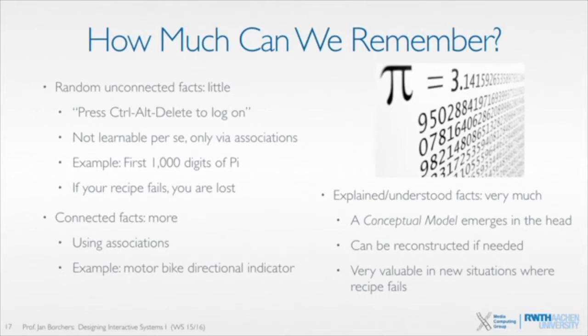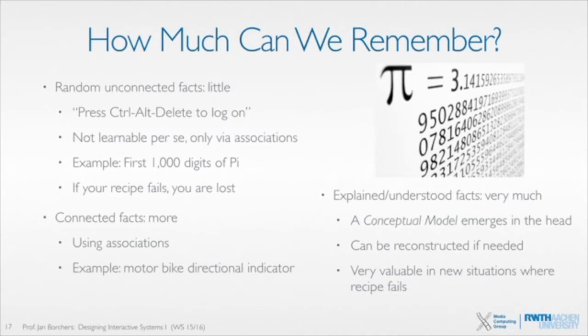So that's when you move from random unconnected facts to connected facts, where you use associations in order to make sense of stuff. We already talked about the bike directional indicator last time when we talked about mappings, right? The moment that somebody explained to this guy that you simply push the indicator in the same direction that you move your motorbike handle as you turn around a corner, he would never again forget what the mapping was. But before that, the mapping was random, and he had to actually memorize it as an unconnected, unexplained fact.